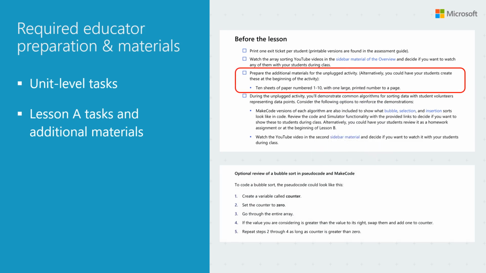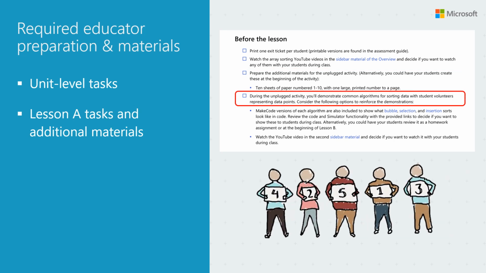And your unplugged activity is going to need 10 sheets of paper numbered 1 through 10. Now you can make these in advance, or you can have your students create them at the beginning of the activity, up to you. But in the activity, you're going to demonstrate 3 common sorting options with actual people, with student volunteers, and they're going to represent data points.